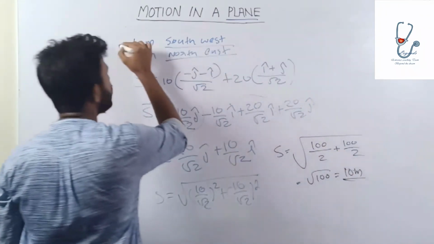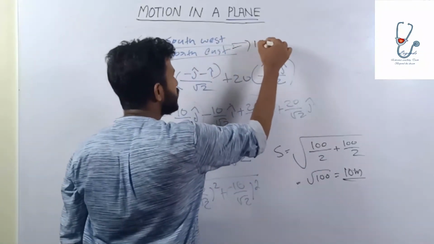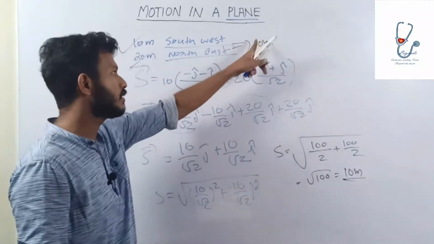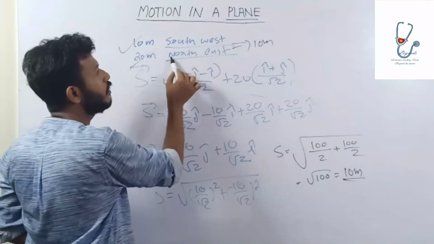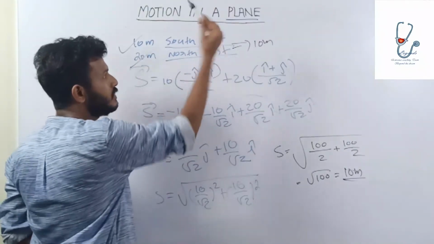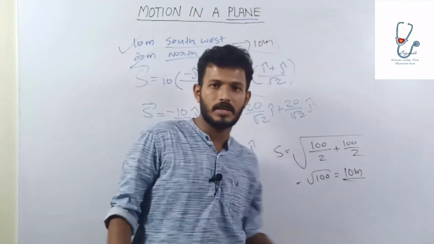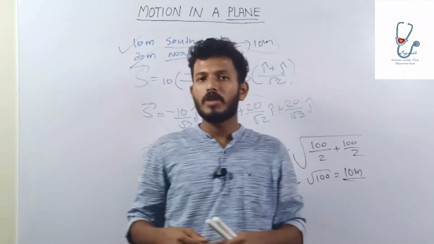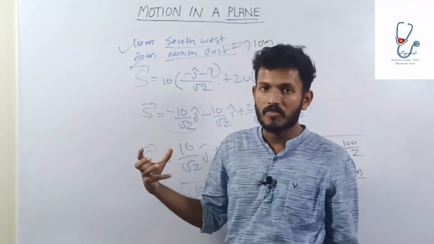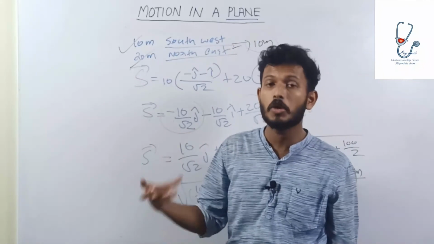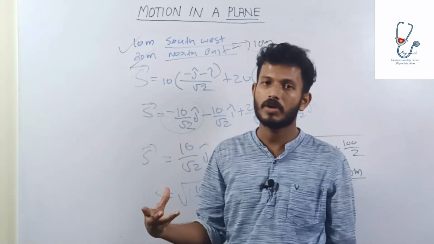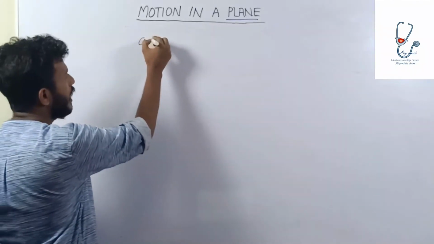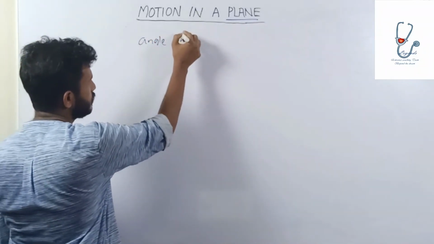So what is the displacement of this man? That is 10 meter. Okay, this is a previous year question. Southwest, northeast, 10 meter, 20 meter. What is the displacement? Answer is 10 meter. So we can calculate this answer by using vectors, directions using vectors. Okay. Next one, angle between vectors.